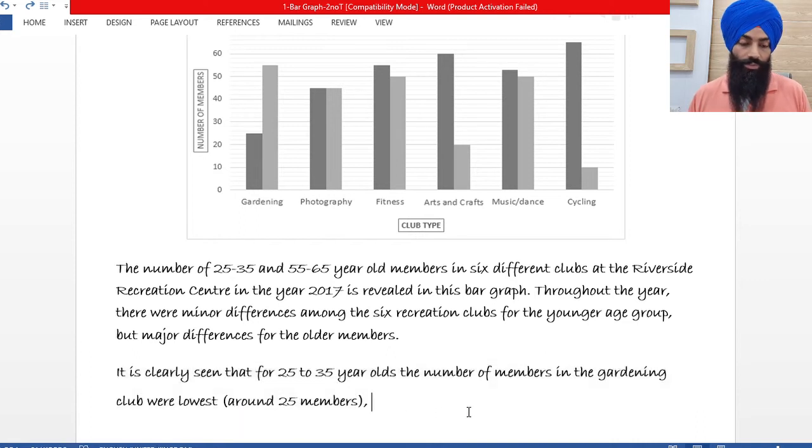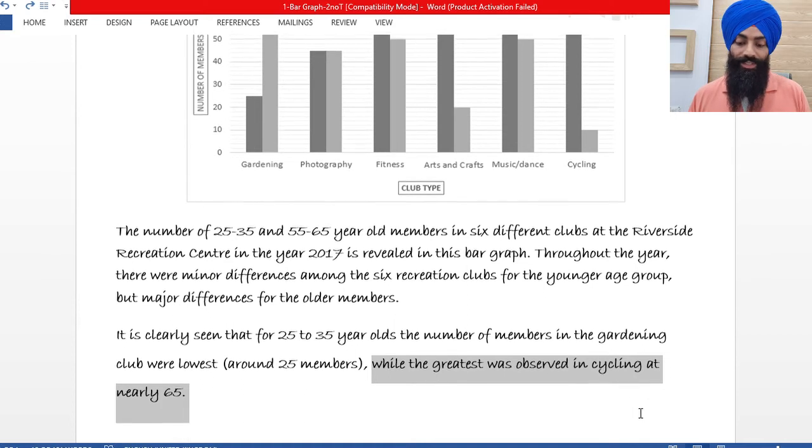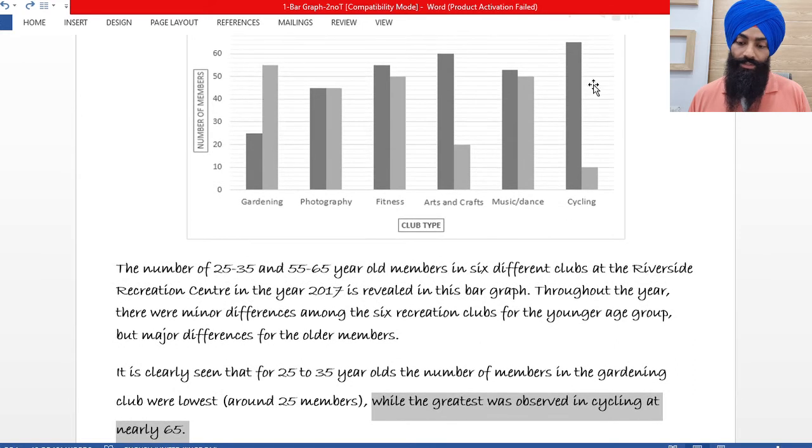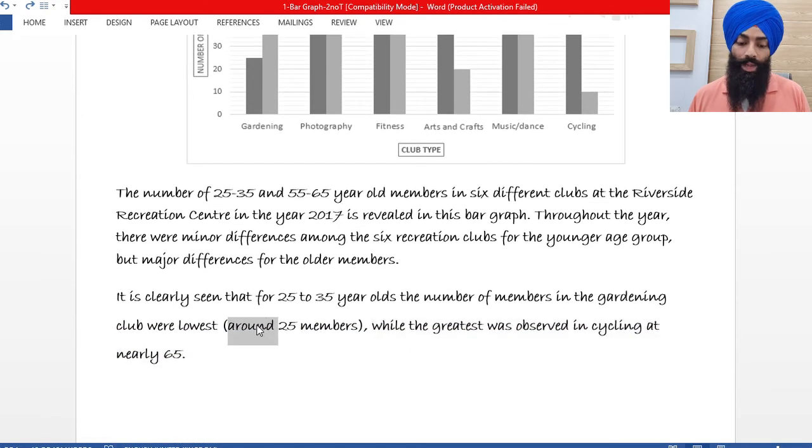Okay, so the more different you show, the more benefit, the more you will get in your score, right? And then next, I connected this next idea while the greatest was observed in cycling at nearly 65. So cycling, which is nearly 65 members. Okay, now I'm using here, I used around, and here I used nearly.